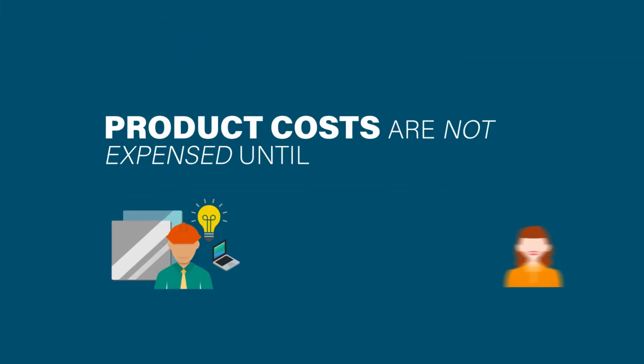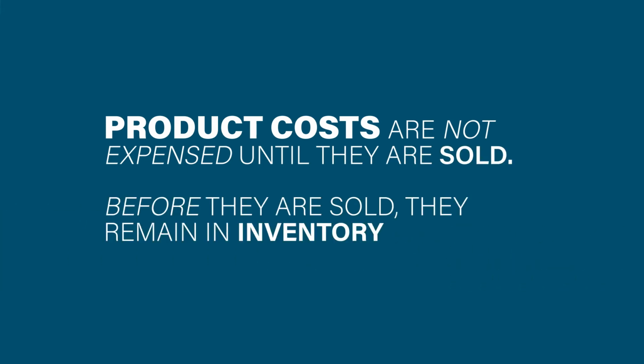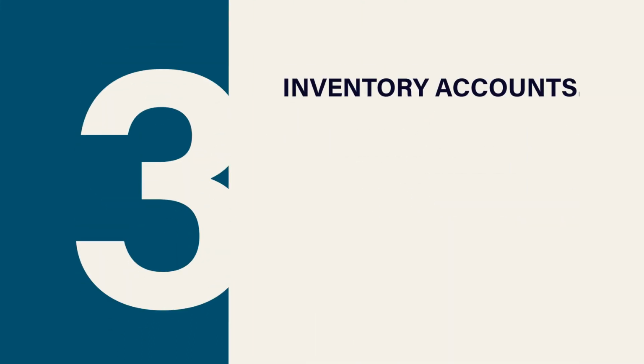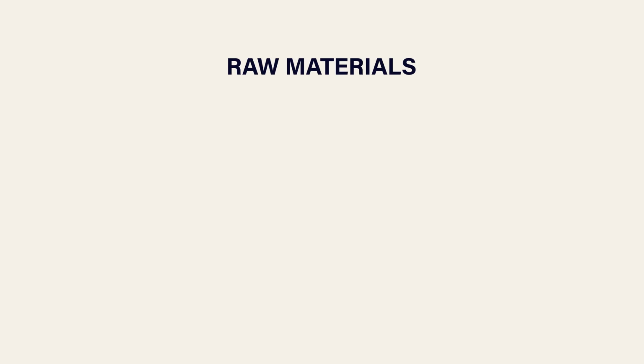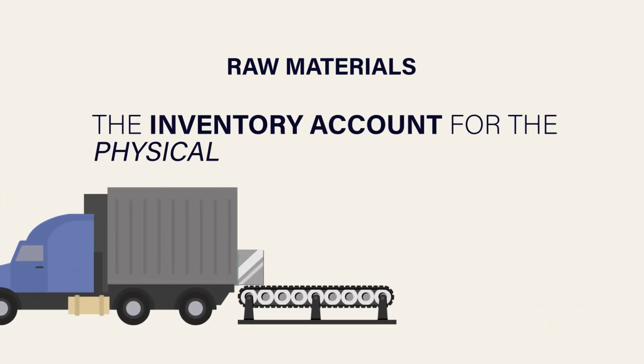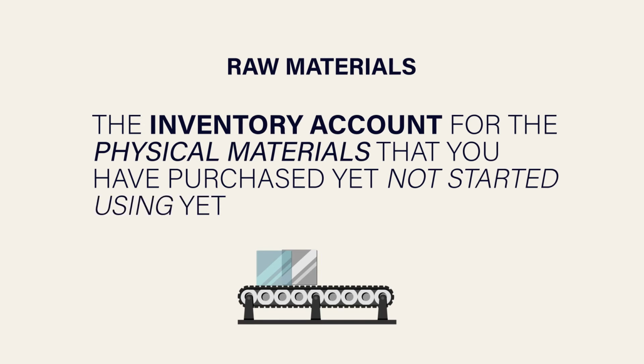So here's the key behind product costs. Product costs are not expensed until they are sold. Before they are sold, they remain in inventory accounts. There are 3 different inventory accounts that they can be put in: raw materials, work in process, and finished goods. Raw materials is the inventory account for the physical materials that you have purchased yet not started using yet.